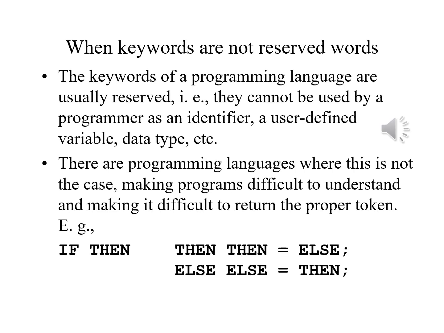The keywords of modern programming languages are almost always reserved, meaning that they cannot be used by a programmer as an identifier, a user-defined variable, data type, or whatever. There are programming languages where this is not necessarily the case, making programs more difficult to understand and making it more difficult for the scanner to return the proper token. The example here is taken from PL/1.